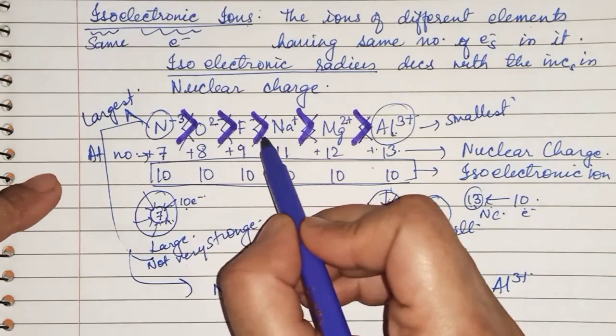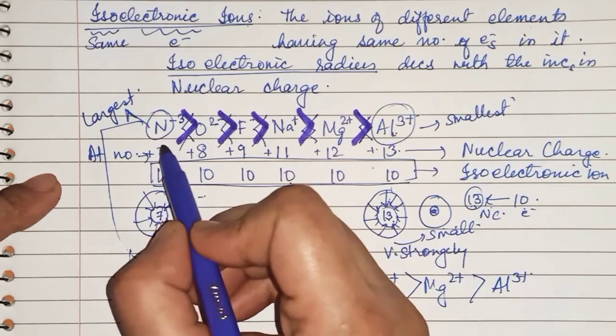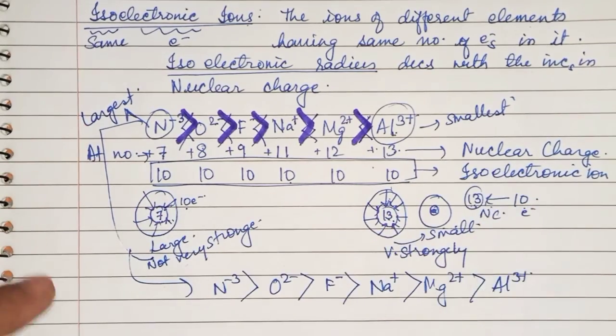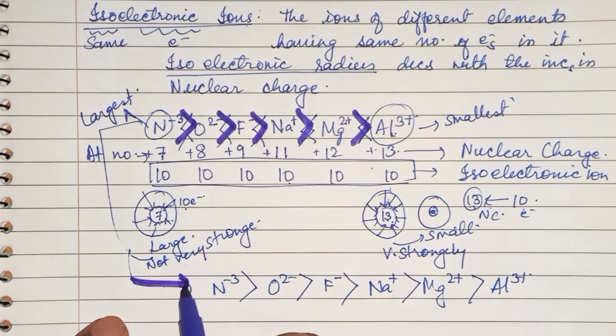Now see, it is more visible here like this. Nitrogen is the largest ion and Al3+ is the smallest ion. You can write it like this also.